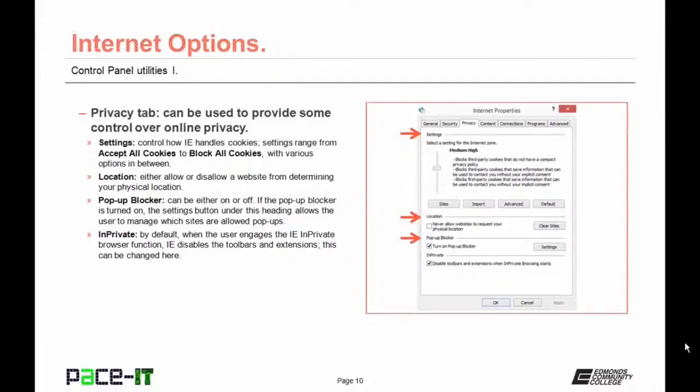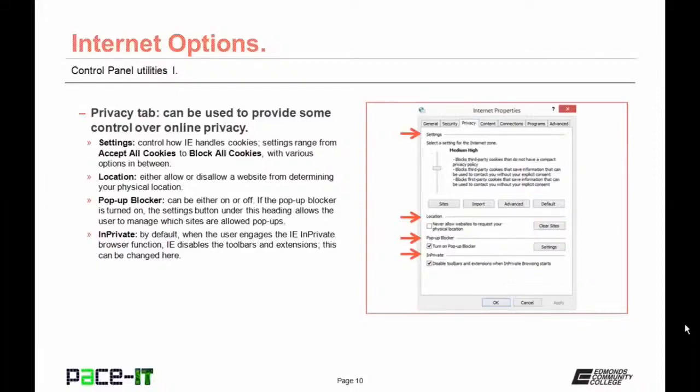If the pop-up blocker is turned on, the settings under this heading allow the user to manage which sites are allowed to use pop-ups. The In Private section. By default, when the user engages the Internet Explorer in private browser function, Internet Explorer disables the toolbars and extensions. This can be changed from here.